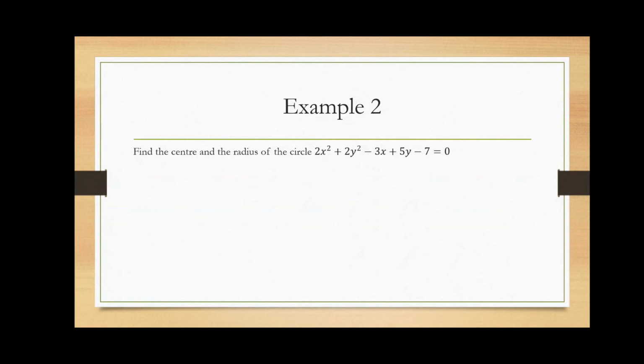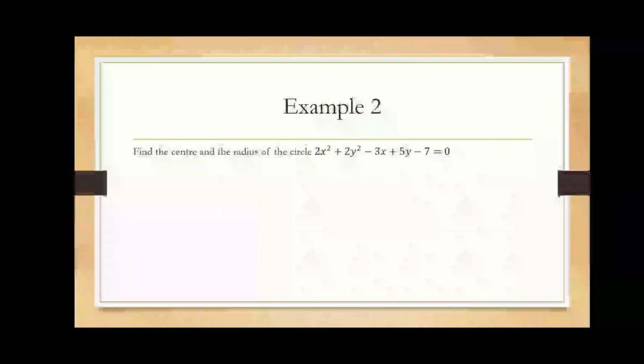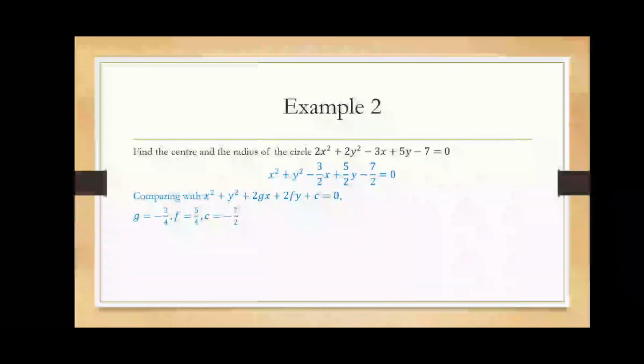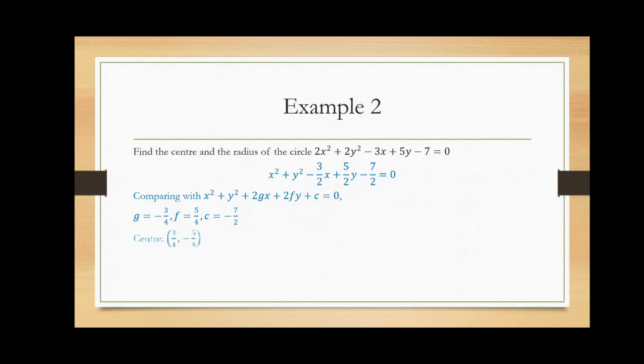Now to ensure that we can compare with the form, first I need to ensure that I have the coefficients removed. So what to do? Let us divide the whole thing by 2. So if I divide it by 2, this is what I get. And now if I compare, the value of g becomes minus 3 by 4 and the value of f becomes 5 by 4, and c is as it is, that is minus 7 by 2. So therefore the center becomes 3 by 4 comma minus 5 by 4, and the radius will be this.